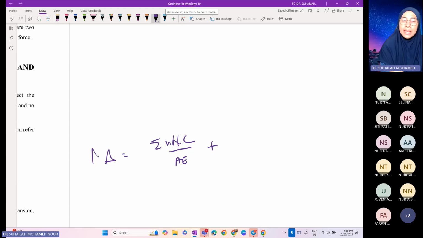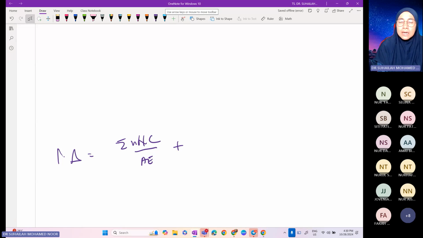Okay, and if the question has the effect of temperature, then there is another formula considering temperature that contributes to the displacement as well. The formula is n times alpha times delta T times L. N alpha delta T L. So this second formula is used whenever the truss has temperature changes.